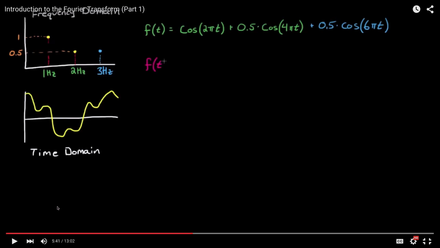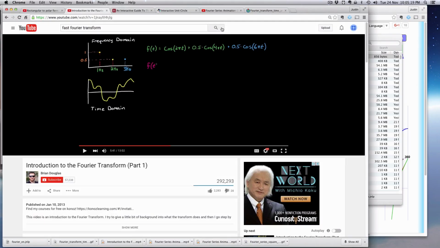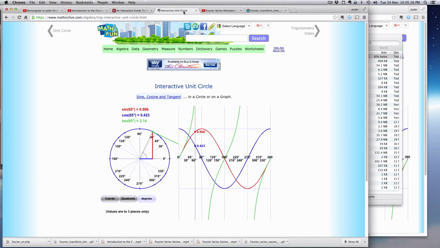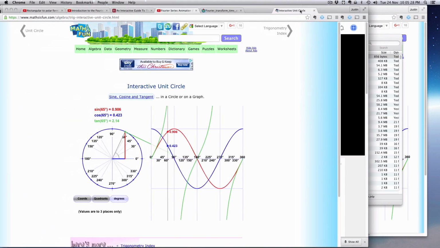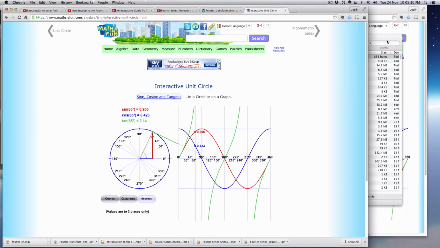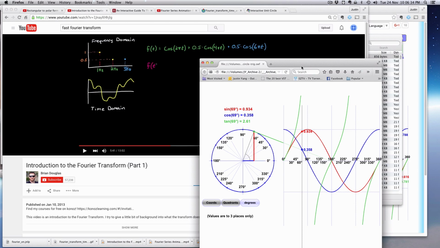All right, so let's unpack that slightly. Let's look at these numbers. I'll shrink him here, but keep these figures up, okay? And I'm going to have to pop out one of these things. So if we get our interactive unit circle there, I think I actually have a standalone version. Numbers, cosine 2 pi t.